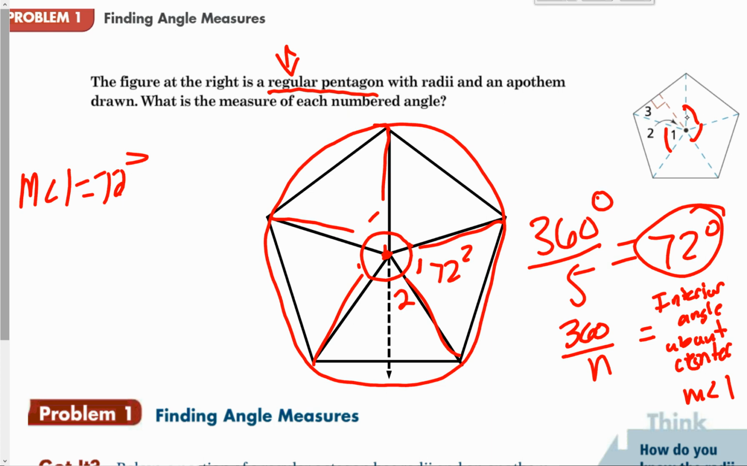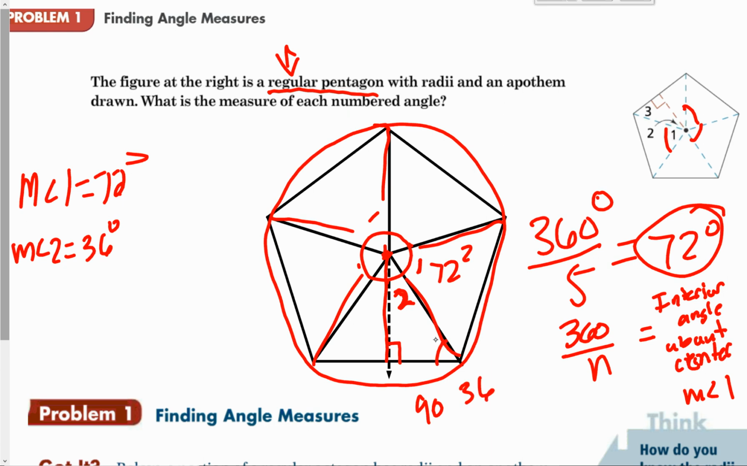If I want to find angle 2, well, that apothem is just going to cut that in half. It's going to bisect that. So measure of angle 2 is half of that, 36 degrees. All right. So if that's 36 degrees, what do we also know the apothem does to this bottom side? Well, it creates 90 degrees. So if this right angle is right there, I have 90 degrees, and this angle 2 is 36 degrees.